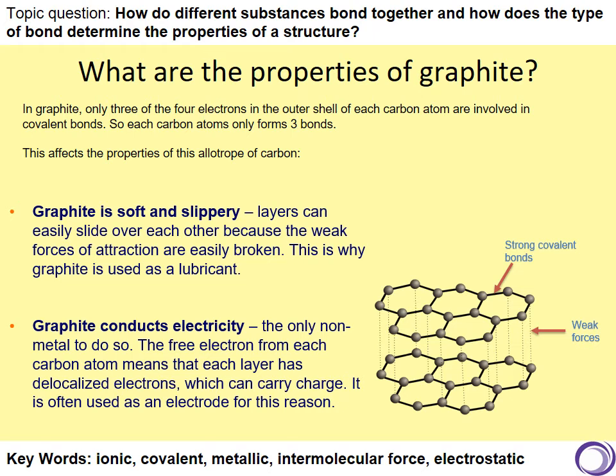Remember that the strong bonds between the atoms, the covalent bonds, are very strong, but between the layers there are weak intermolecular forces, and this is why graphite is slippery.